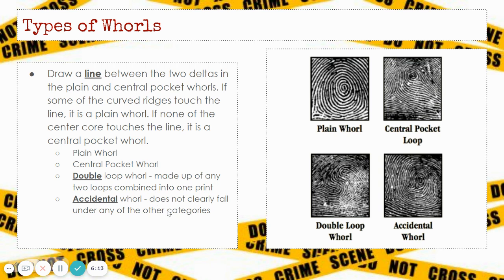An accidental whirl doesn't really fall under any of the other categories. This is kind of the misfit. If it's not a clear arch, not a clear loop, or plain whirl, then it would be an accidental whirl. We don't have two distinguished deltas, so it's not a true whirl. The ridges don't enter and exit from the same side. They don't enter and exit from opposite sides. So it doesn't really fall into any category. That would be an accidental whirl.